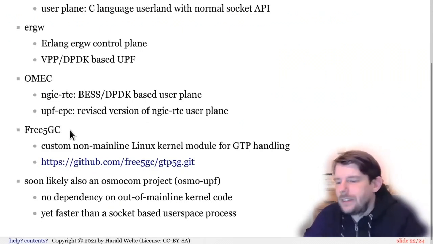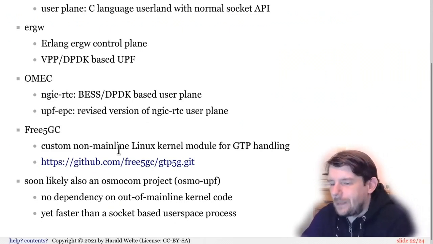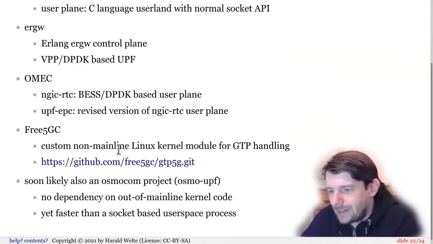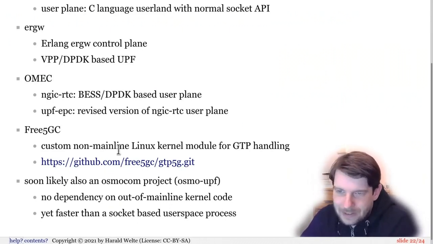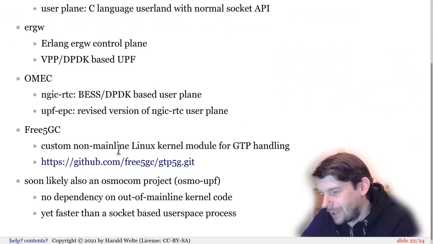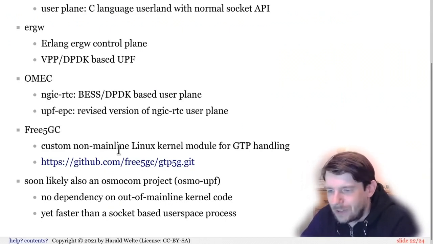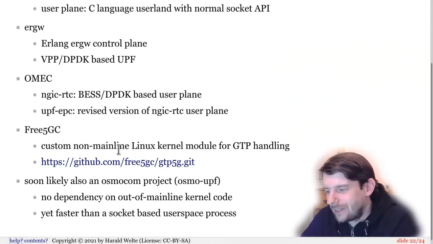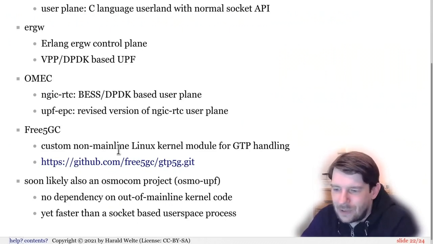And Free5GC also has CUPS with PFCP. They went yet another path by using a custom non-mainline Linux kernel module for GTP handling. They didn't bother to submit patches and extend the existing GTP kernel module. So you have to patch your kernel or at least run non-mainline kernel modules if you want to use their implementation.